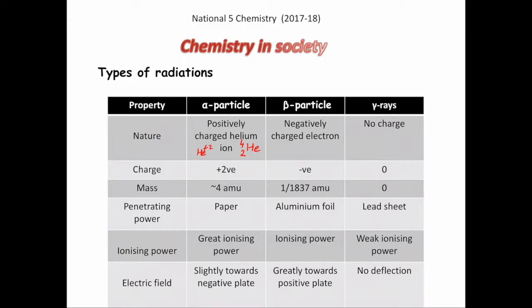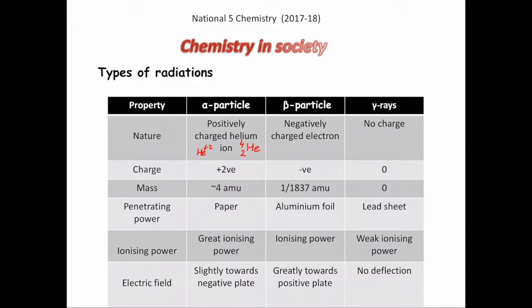Now, if you look at the charge of the alpha particle, we know it is a positively charged particle, and the charge is +2. Beta particle is -1. Gamma, no charge. The mass of an alpha particle would be equivalent to the mass of a helium atom, which is approximately 4 atomic mass units, and that of a beta particle would be equivalent to the mass of an electron, which is 1/1837 atomic mass units, which is very, very negligible. And gamma rays have no mass at all.